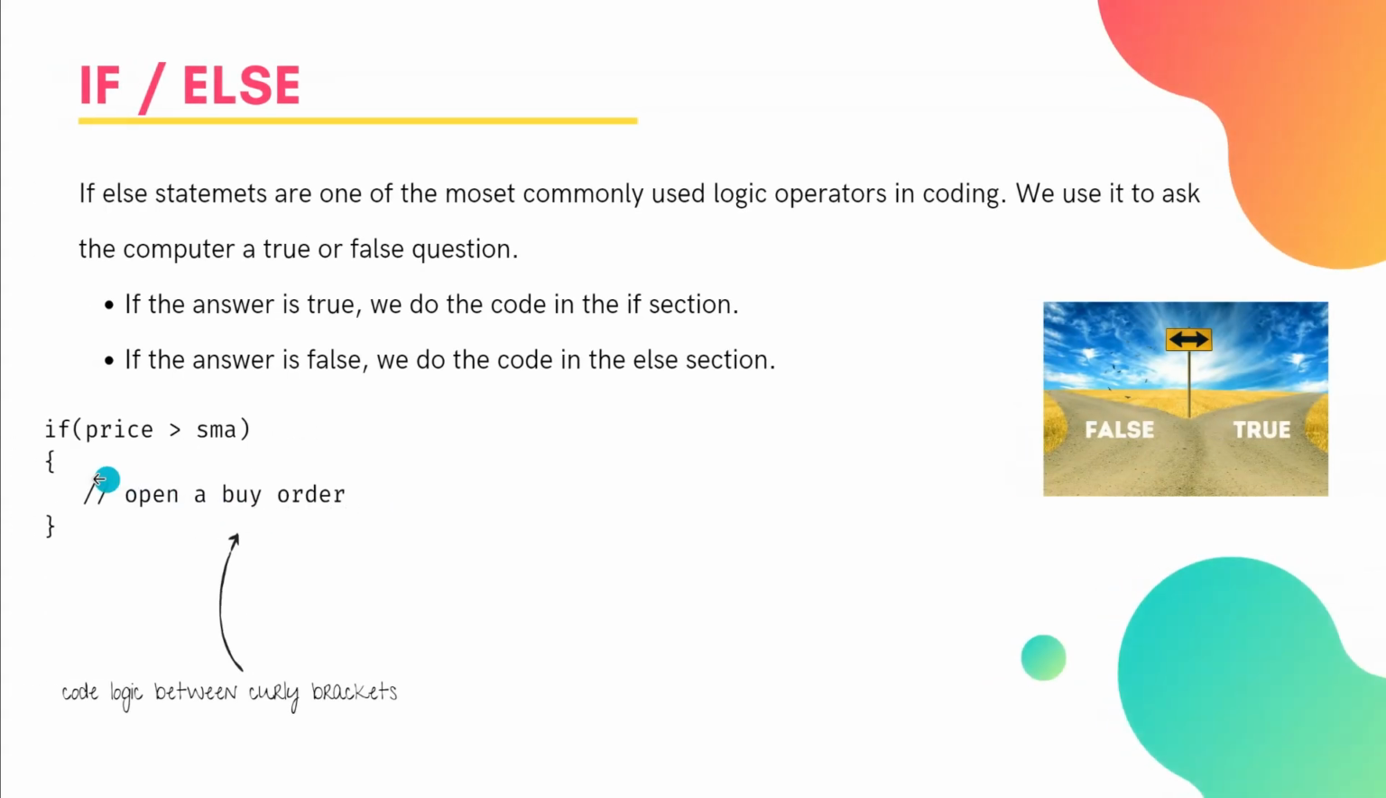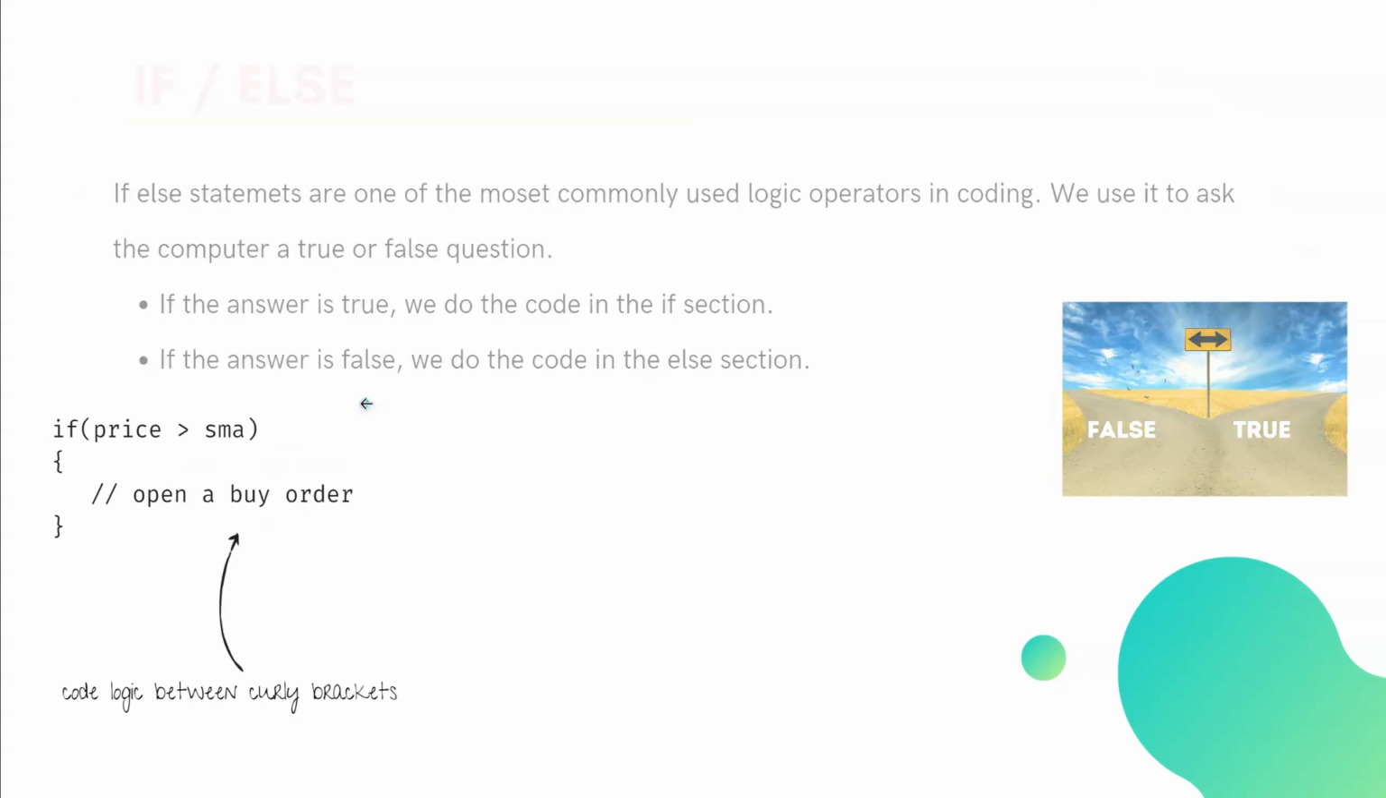If the answer is true, then we have curly brackets, same as we did with the functions, to again encapsulate the script we want to run if the statement is true. This part here is called the expression. If the expression is true, we might have some code here, which I've put a comment in as a placeholder, to say open a buy order. So we put the code that we want to run in the case that this is true in between the curly brackets.